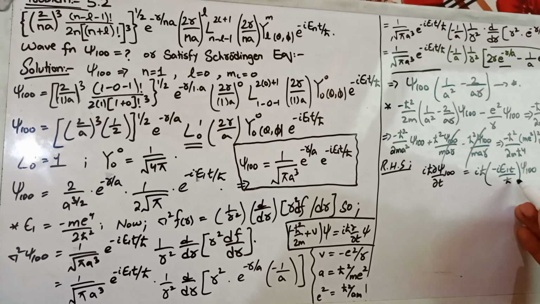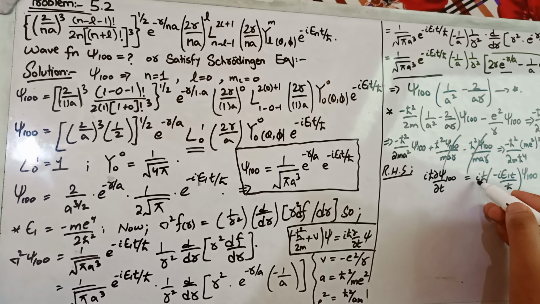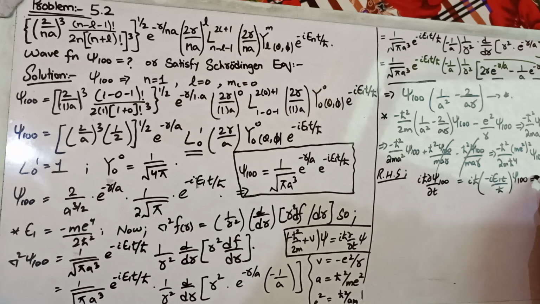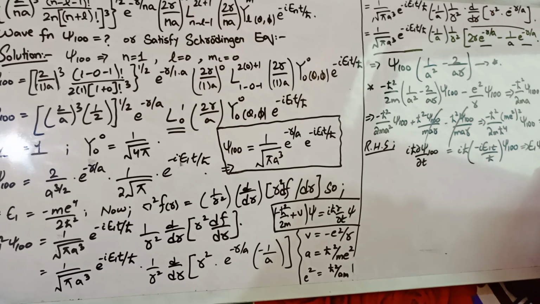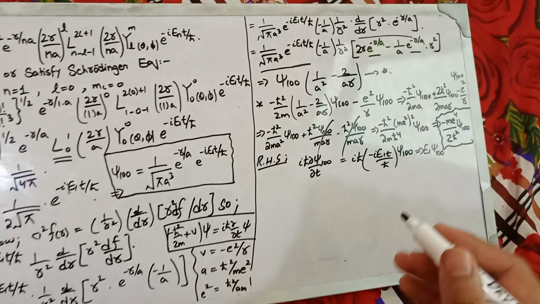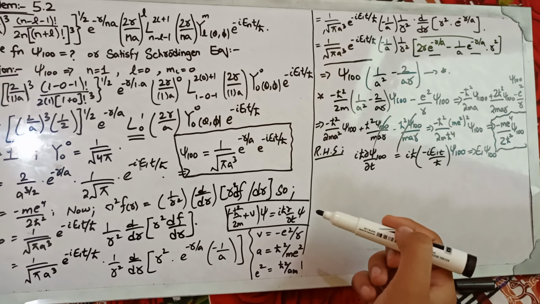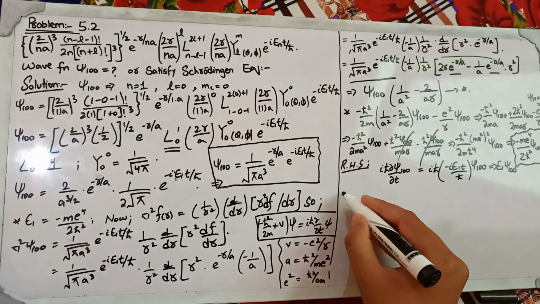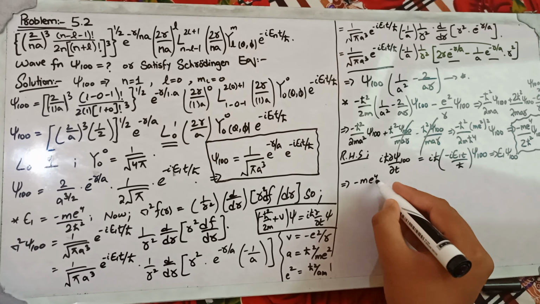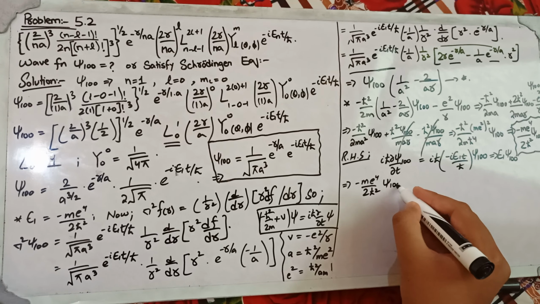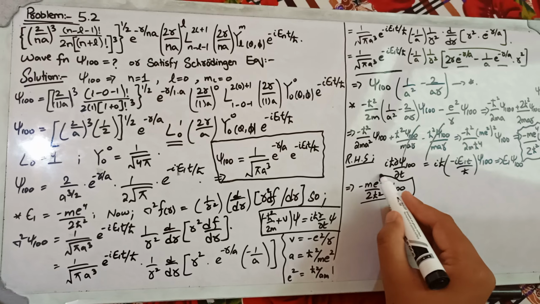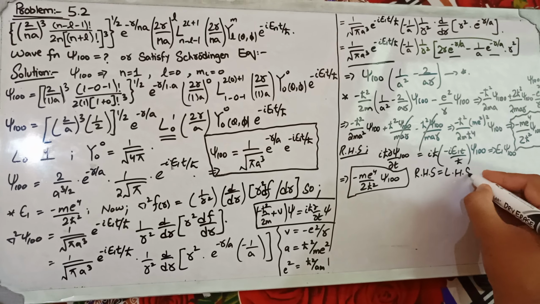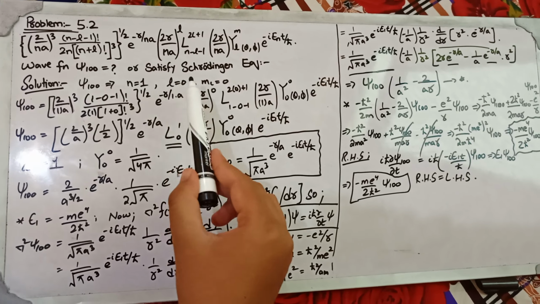Again, h cut cancels with h cut, iota multiplied by iota square means minus 1 multiplied by minus 1 becomes plus 1, so you will only be left with E1 psi 100. Now you just have to put the value of E1. You know the value of E1, as I mentioned here. Putting the value, you get minus me^4 divided by 2 h square psi 100. So you can see that your right hand side equals the left hand side. Thus your Schrodinger equation is satisfied, which we required in our problem.